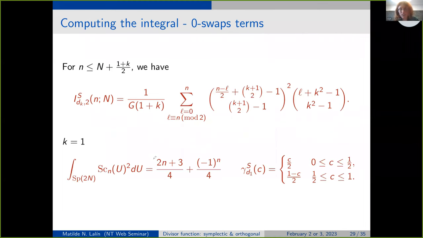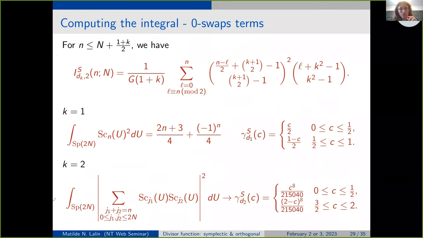And so, for example, with that, we can compute the case when there's only one term. So the sum inside the integral has just one term. We can even compute some cases with two terms and so on.